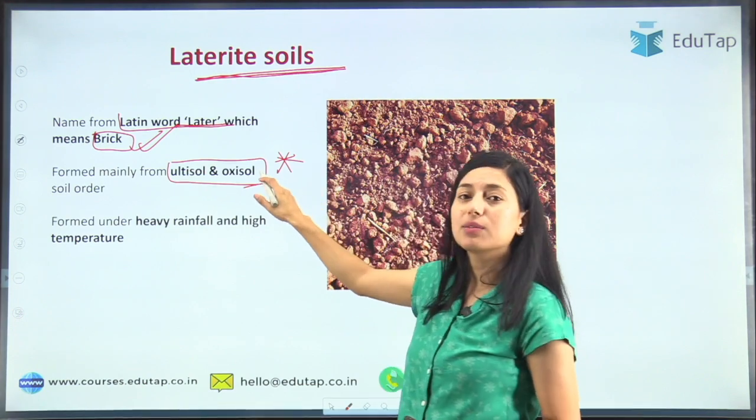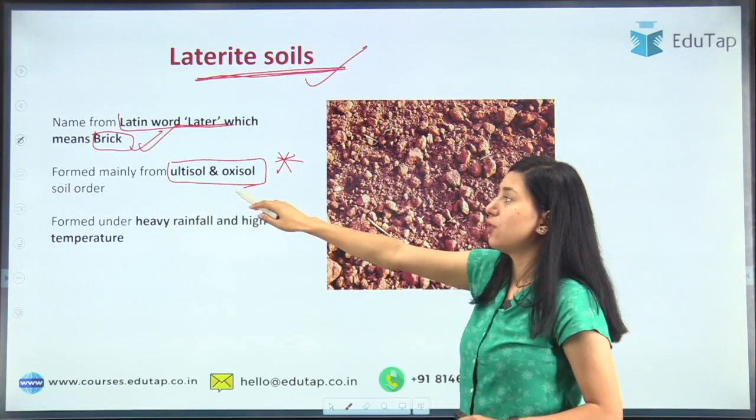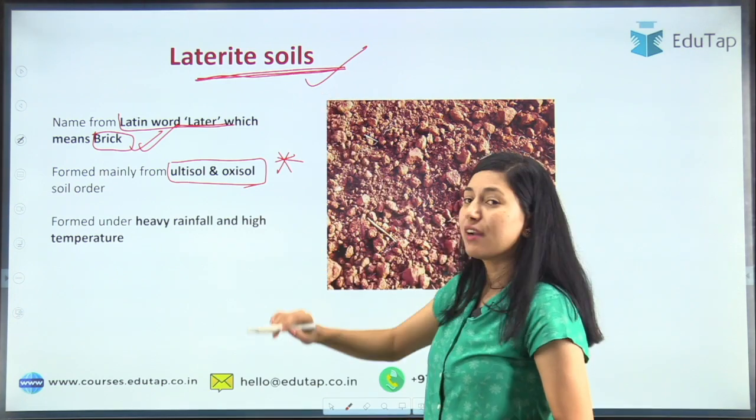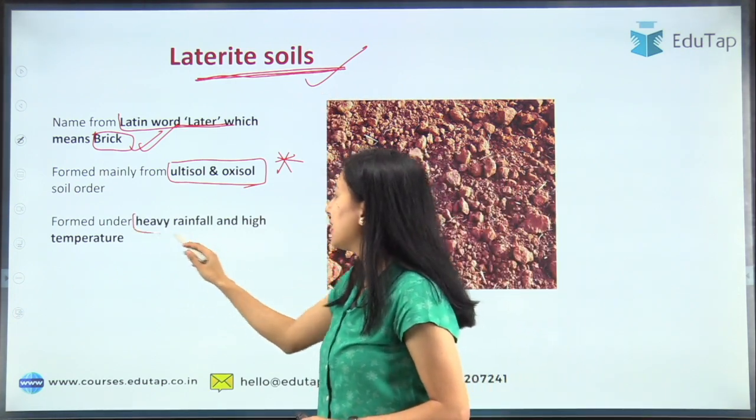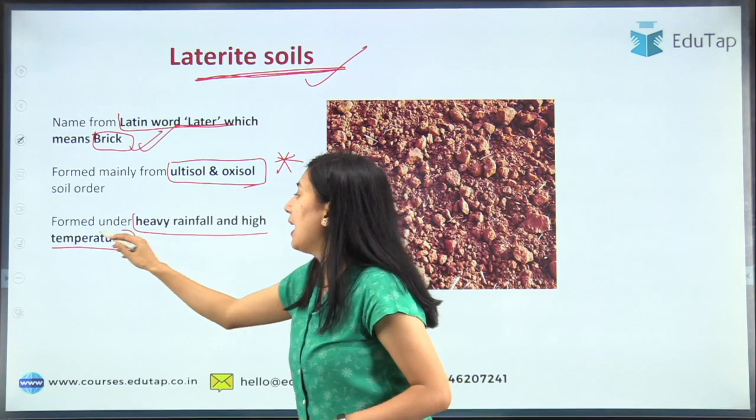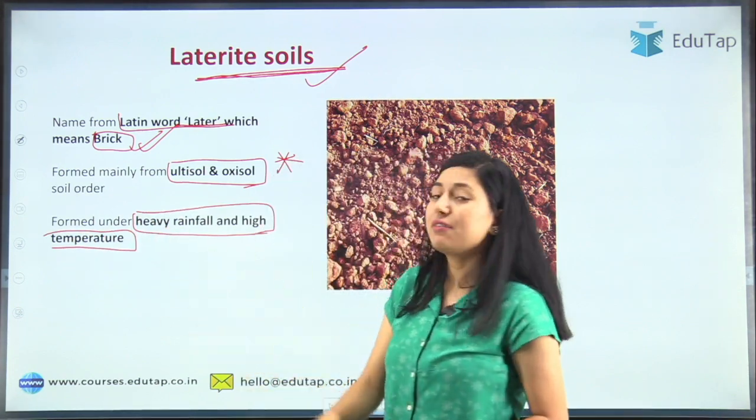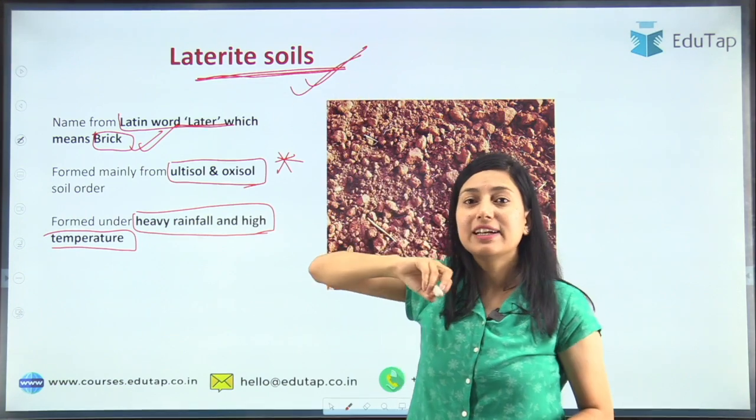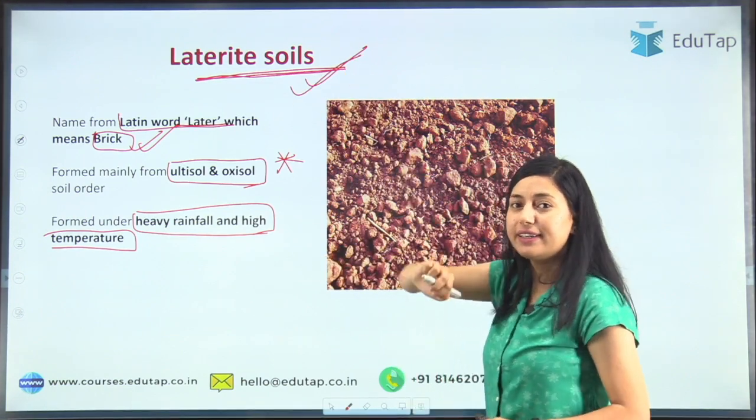Okay, this is important: this type of soil is formed from your Ultisols and Oxisols soil order, and also they are formed in the condition where there is heavy rainfall and high temperature. Whenever there will be heavy rainfall and high temperature, then we will have laterite soil.